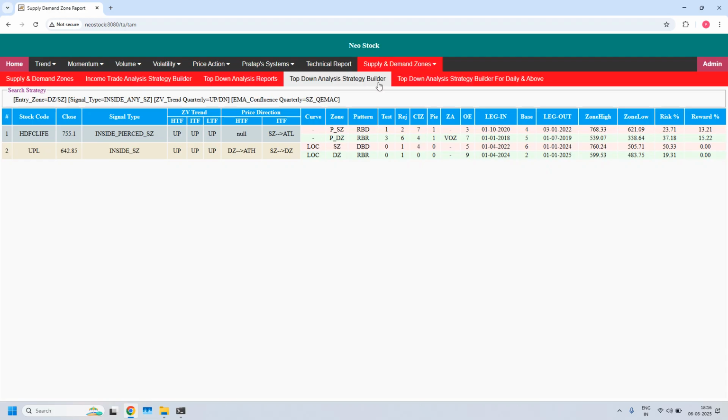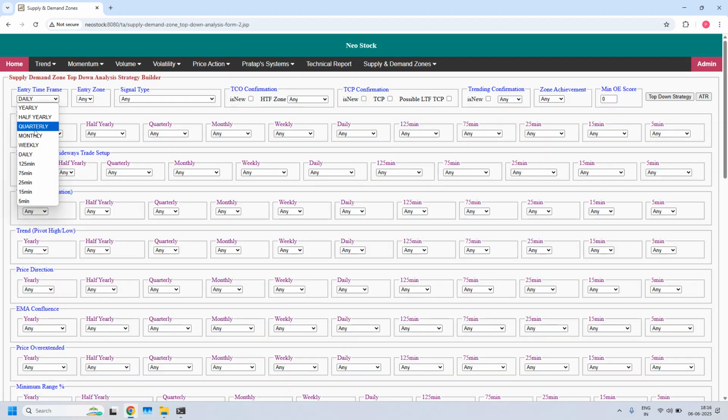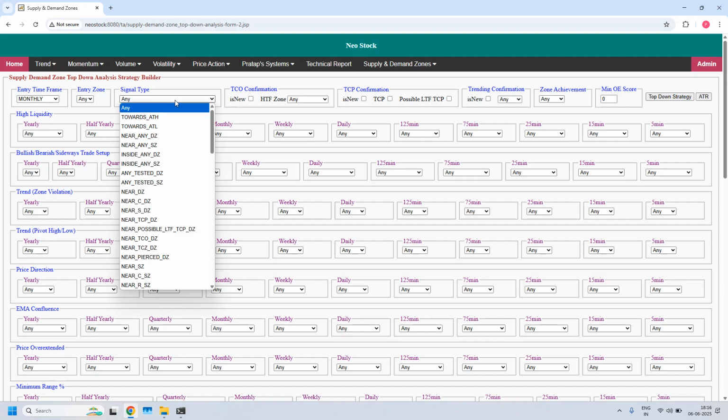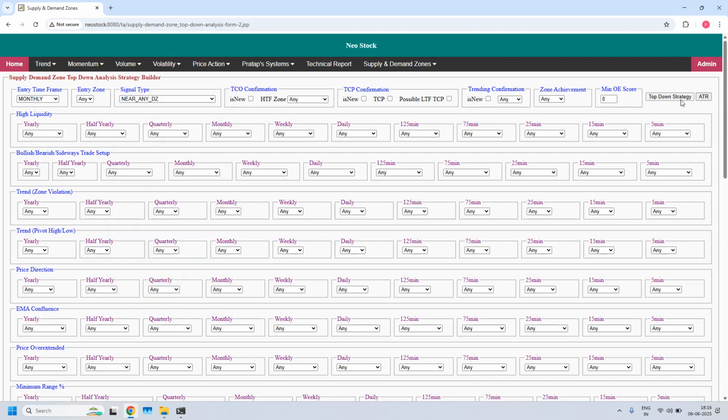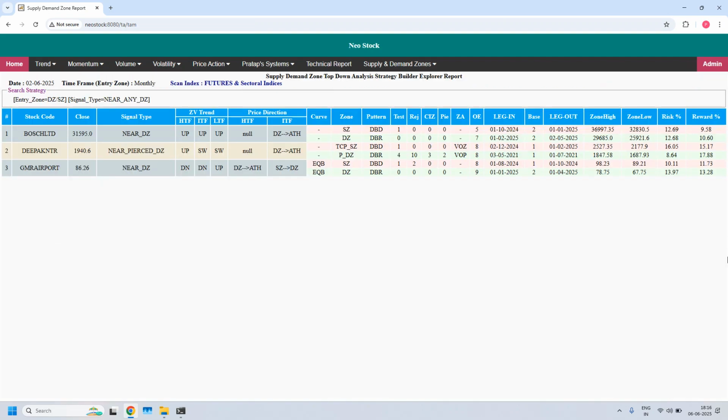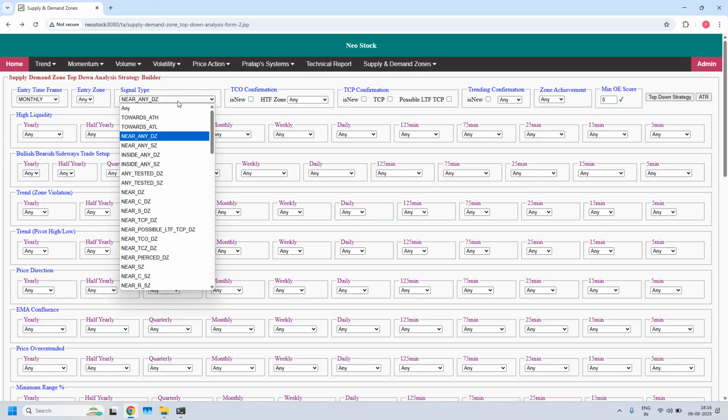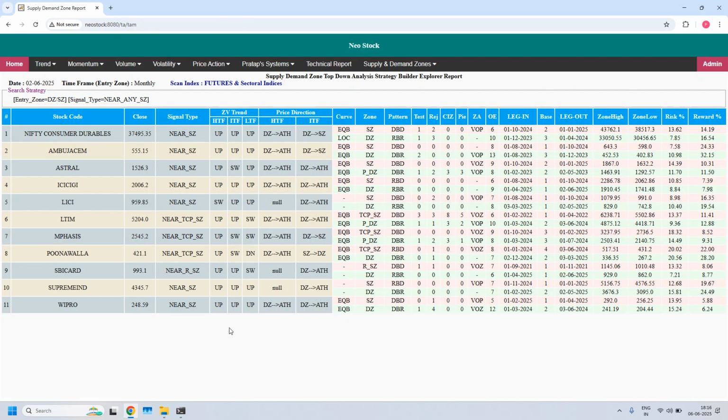Okay, next time frame is monthly. Stocks near monthly demand zone. We got 3 stocks. Next, stocks near monthly supply zone. We got 11 stocks.